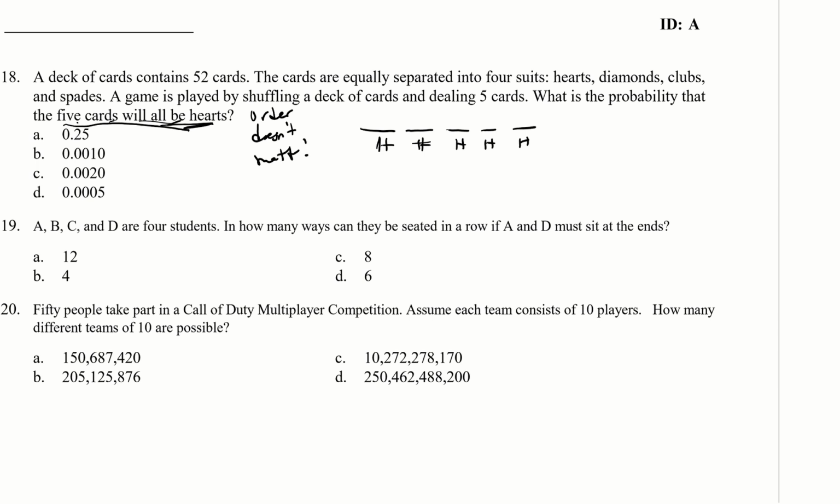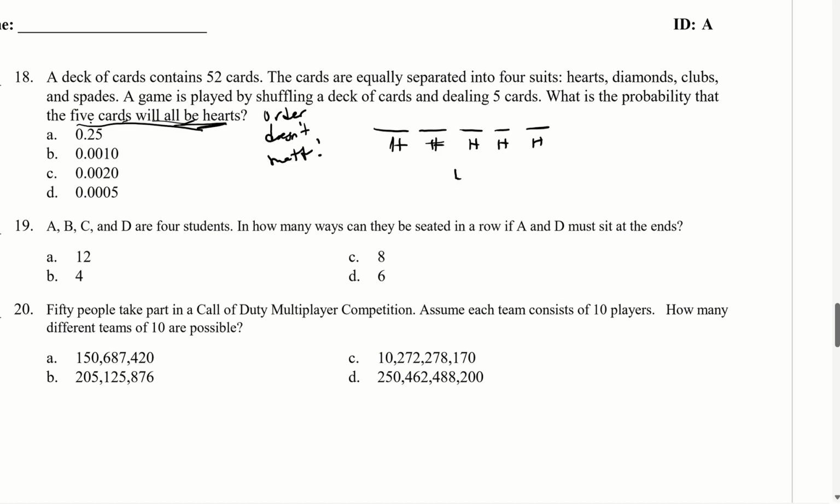So order doesn't matter, which means we could just use a combination. So we want all of them to be hearts. What's the probability that all 5 cards will be hearts from the deck of 52 cards? All right, so 52 cards, and okay, so in this case, we have the probability of 5 hearts, right? Well, we got 13 hearts, right? Because there's 4 suits, 13 for each suit. And we're choosing 5, right? And then out of the total 52, choose 5. There you go. Here order doesn't matter, so we use a combination instead of a permutation.